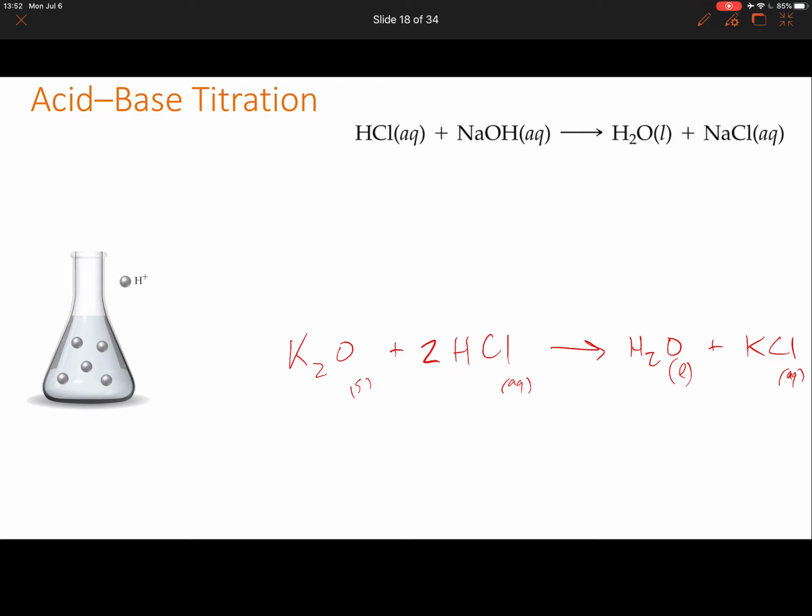Metal oxides are solids. Okay, so that's what typical balancing looks like, or equation writing for these acid and base reactions. Okay, let's do some titration.